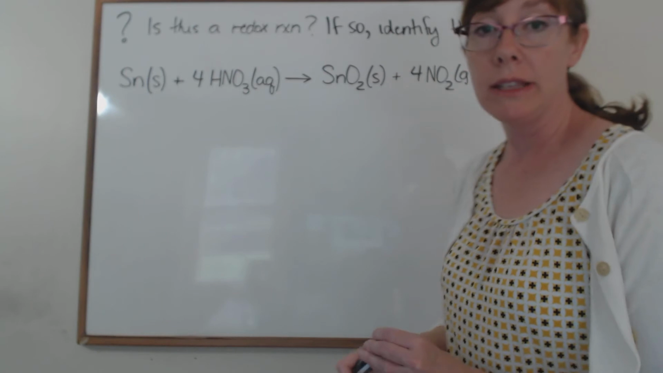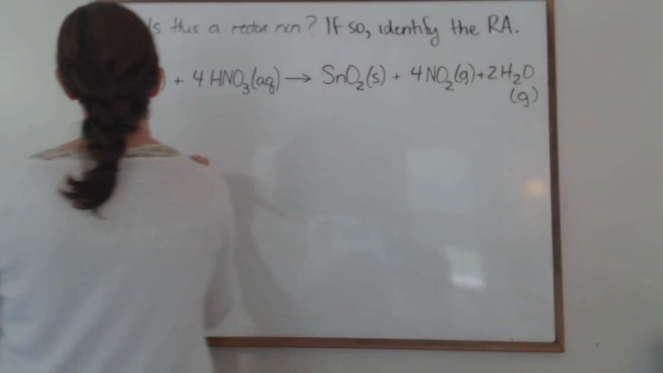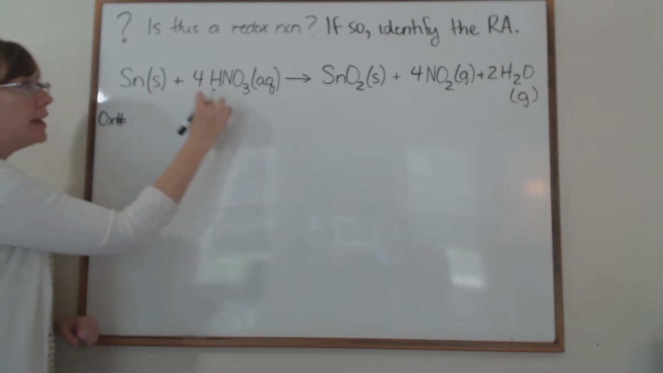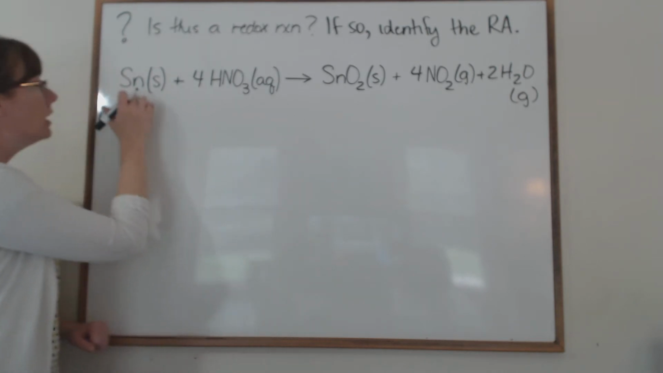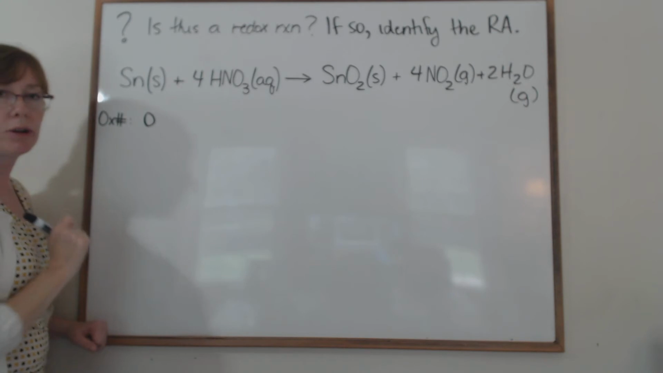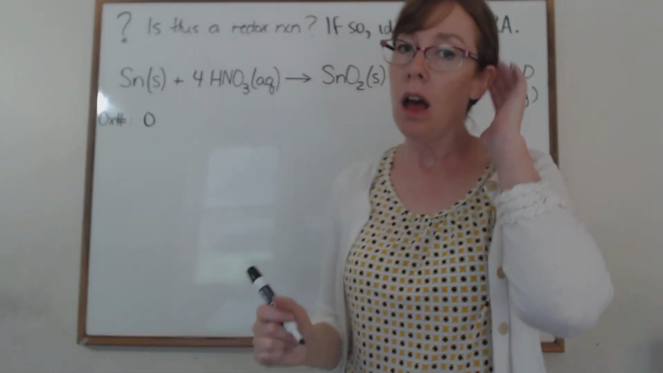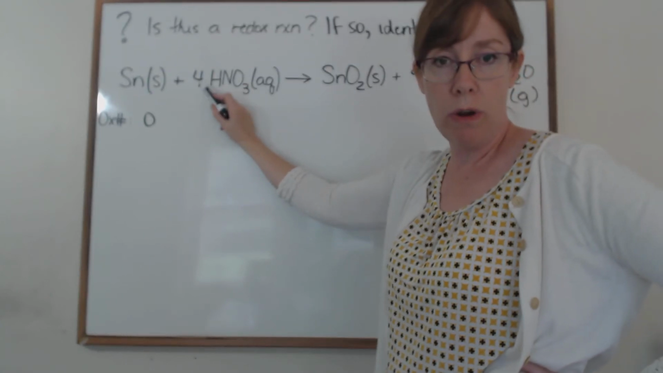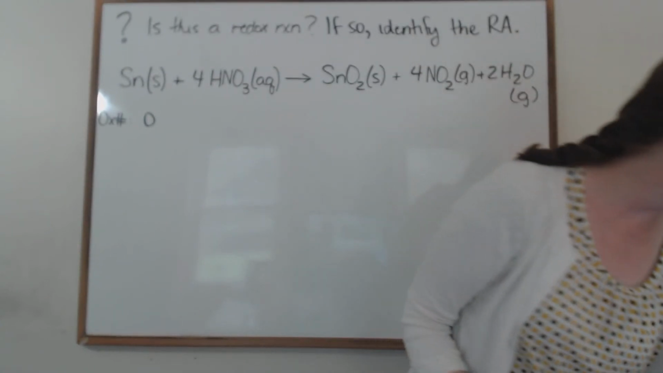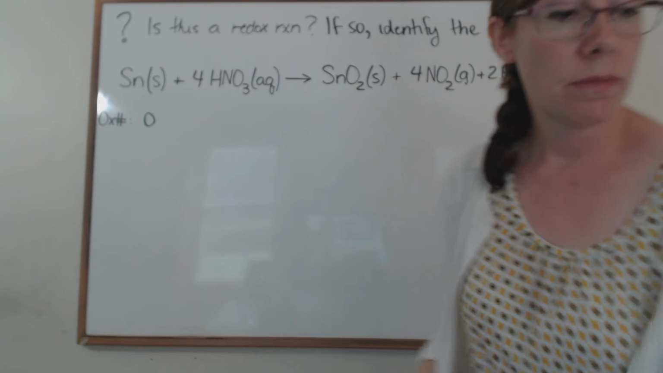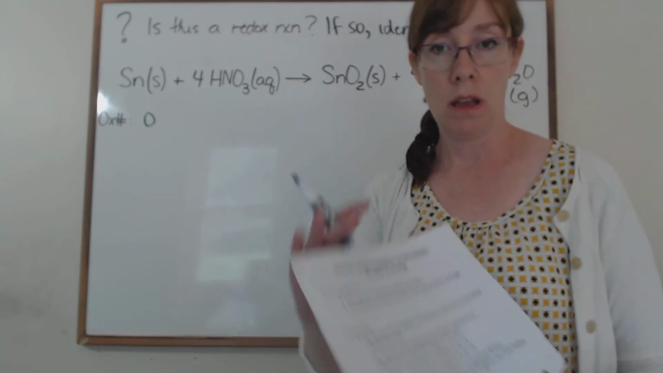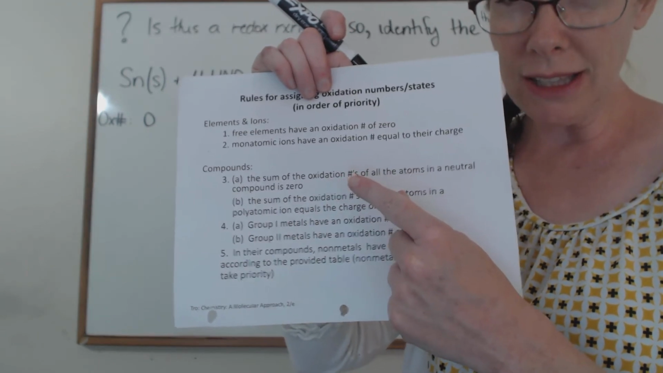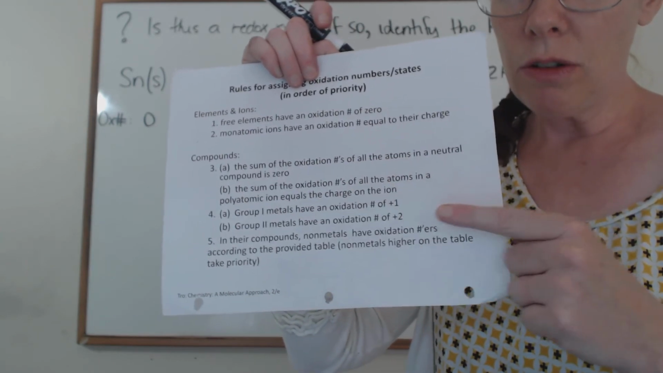So is it a redox reaction? We have to assign oxidation numbers on every atom. Every atom gets an oxidation number. Tin, that's an element, 0. Let's come over here to HNO3. Okay, ignore the 4. That's a neutral compound. So they're going to have to all add up to 0. At a certain point, you can almost memorize these. It's actually not as hard as it seems.